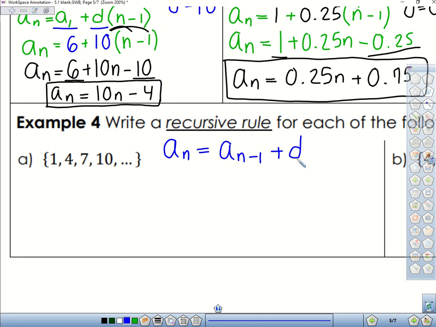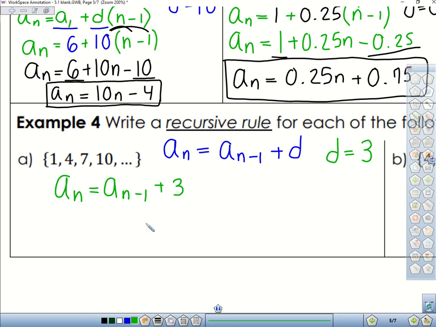Now, unlike the explicit rule formula, there's only one piece of information you actually can plug into a general recursive formula, and that is the D value. Which is a change in the values? Exactly, yep. Which is, in this case, positive 3. So the only thing you can do for a recursive rule is to come up with the D, which is the common difference if it's going up or down, whatever that is. And then you just rewrite the recursive rule formula, but you just replace the D value, that's it.